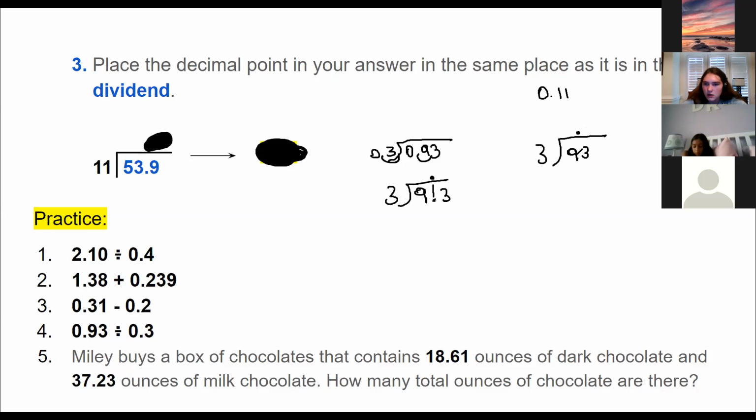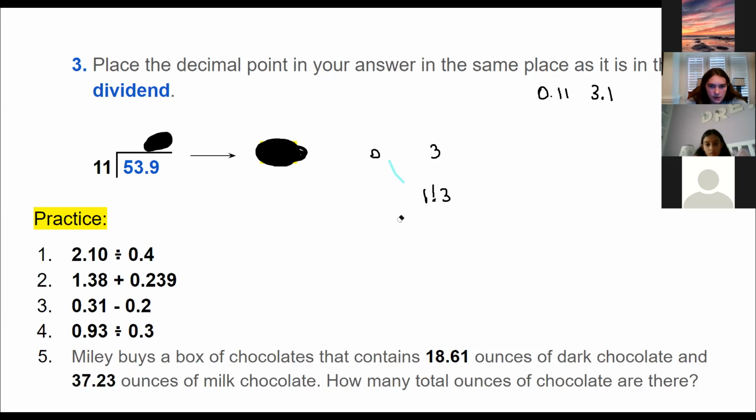So 3 goes into 9 3 times. And then 3 goes into 3 1 time. So the answer for this fourth one is 3.1. Okay. All right, I'm going to do the top two.